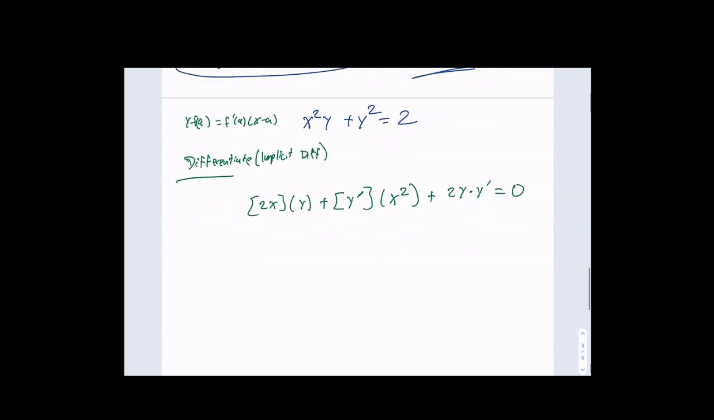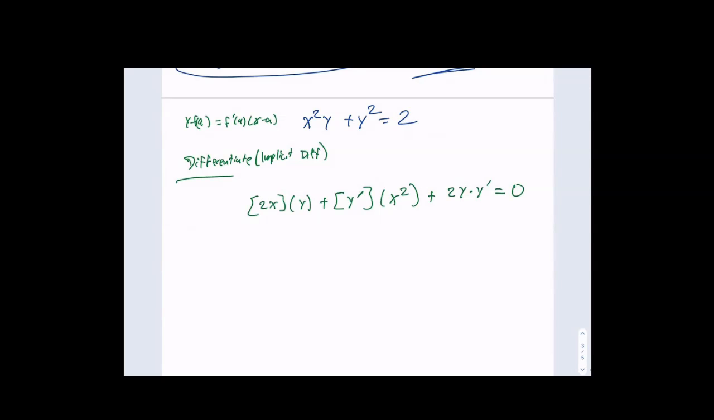So Ariana wants to do this problem using y primes. It's perfectly fine. I've been doing my notes with dy dx, and I'm a fan of the dy dx notation, but there's nothing wrong with this one, and I want to show that. All right, what do I do now?